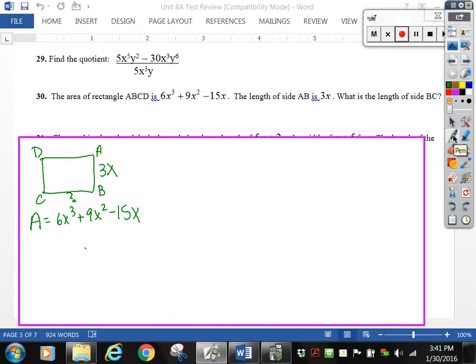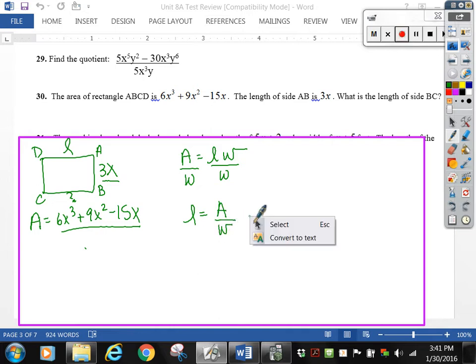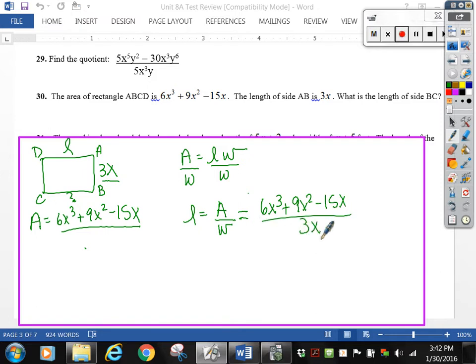Okay, so I've already gone ahead and drawn this picture. I have triangle ABCD. The area of the triangle is this. Side AB is 3x. So the area of a triangle is length times width. We're measuring a length. So if I solve this for length, I get length equals area over width. Okay, so my area is 6x cubed plus 9x squared minus 15x all over 3x.